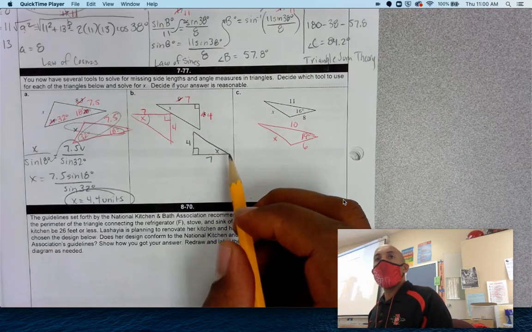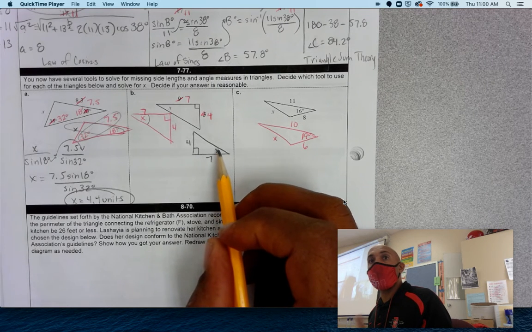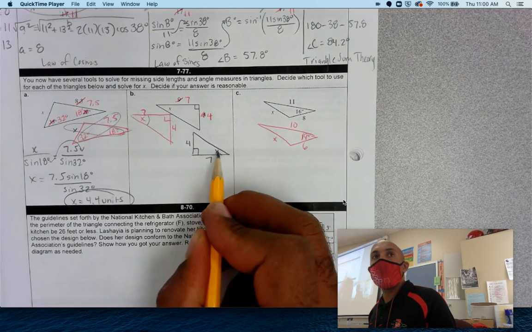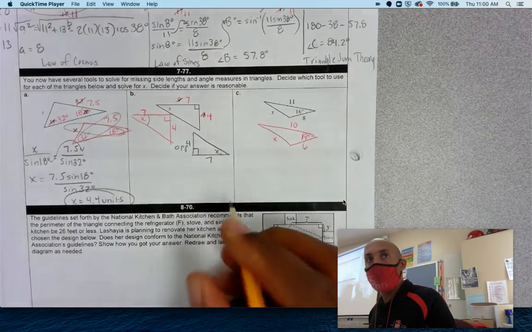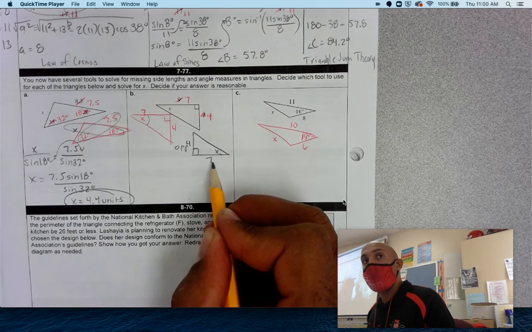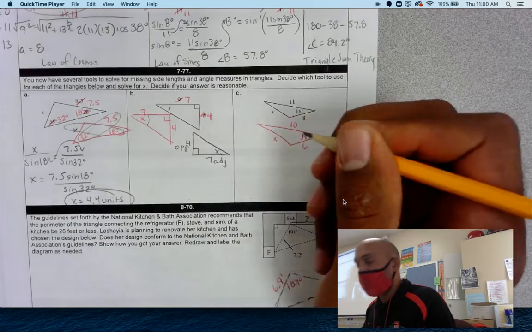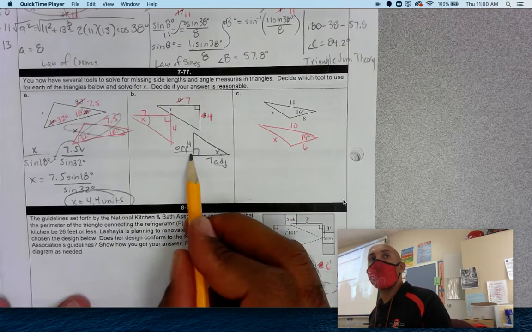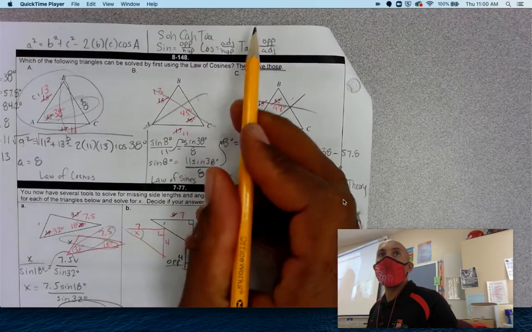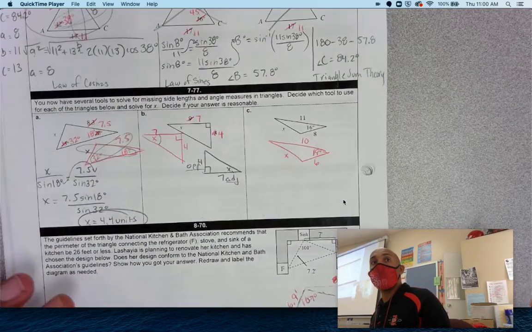So what I need to look at is what sides I have in accordance to the angle that we are looking for. Here's the angle we're looking for. How does this side relate to that? Well, it's across from it, or opposite of it. And then the 7, how does that relate to x? Well, it's right next to it, or adjacent to it. So which SOHCAHTOA function, sine, cosine, or tangent, has opposite and adjacent? That would be tangent. So with tangent, I can use opposite and adjacent sides to find the missing parts.